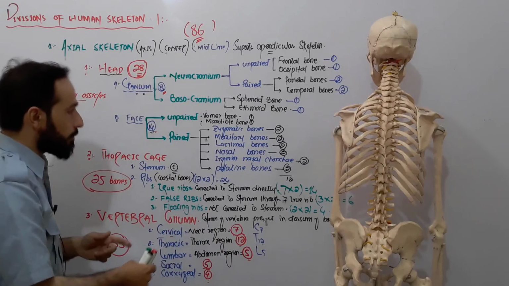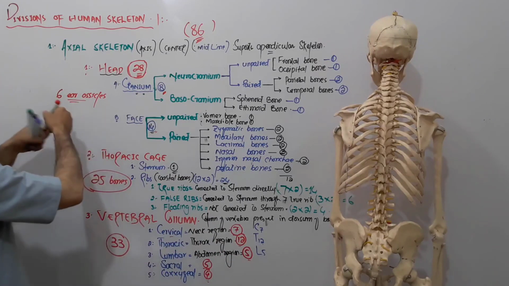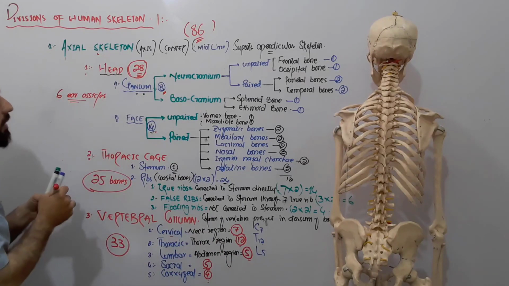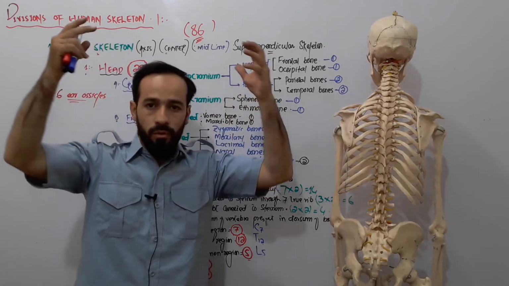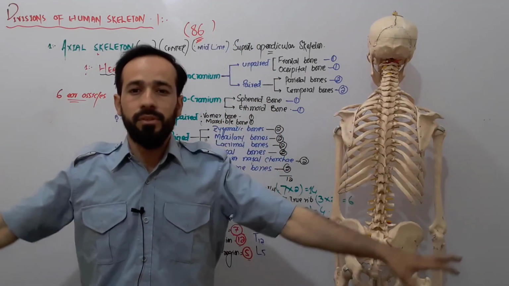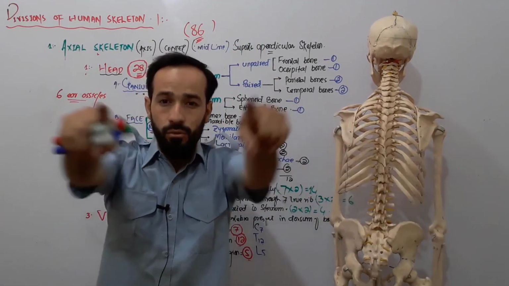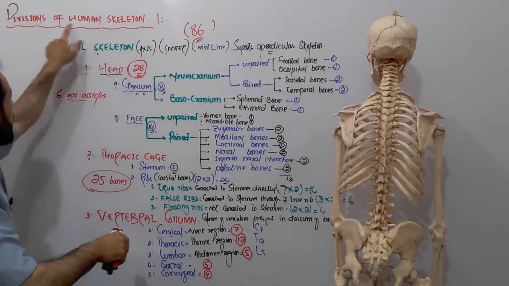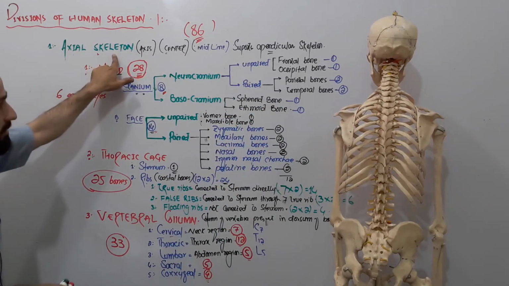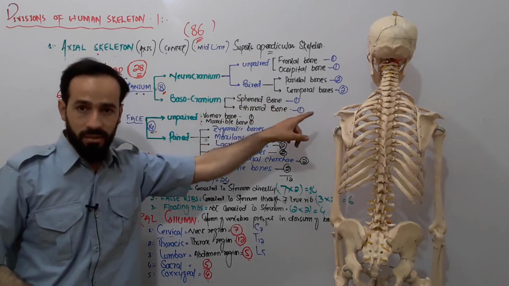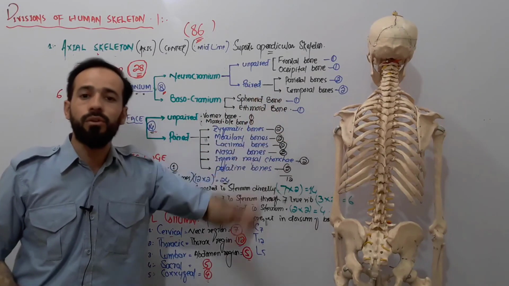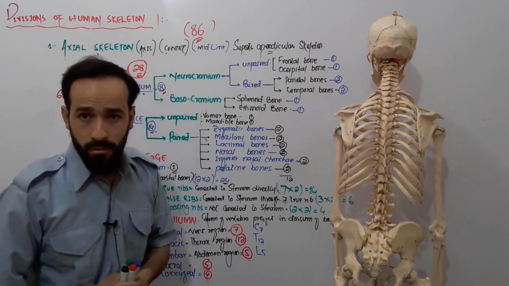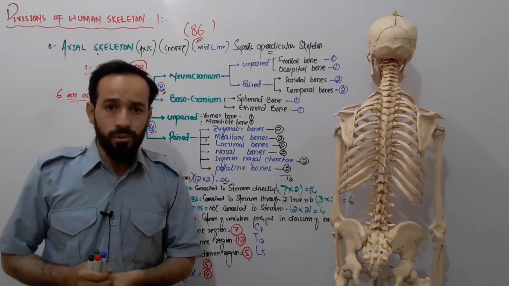Now in the next video we will go towards your appendicular skeleton and we will try to know all the bones which are present in your appendicular skeleton. As I told you before, your skeleton is divided into axial skeleton and appendicular skeleton, right? So let's go towards the bones of your appendicular skeleton. See you in the next lecture.